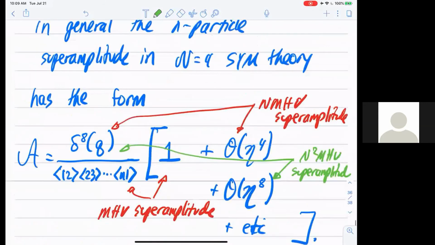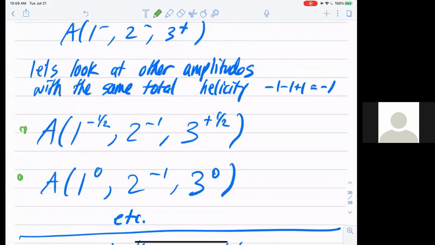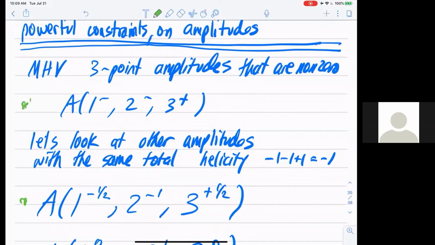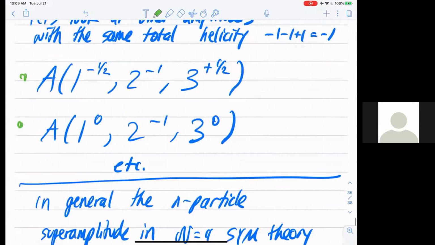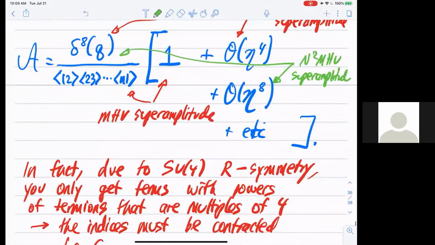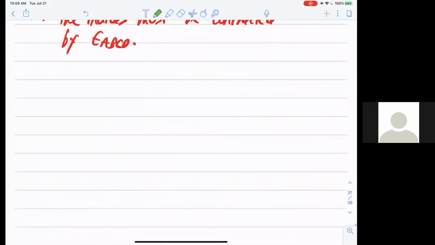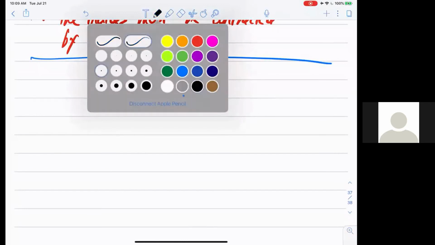So back up here, when I was doing this exercise, all of these were different components that appear in the MHV superamplitude, meaning they're all degree 8 in fermions. Does that answer your question? Yes, thank you. Okay, good. All right. I want to talk now about momentum twisters.